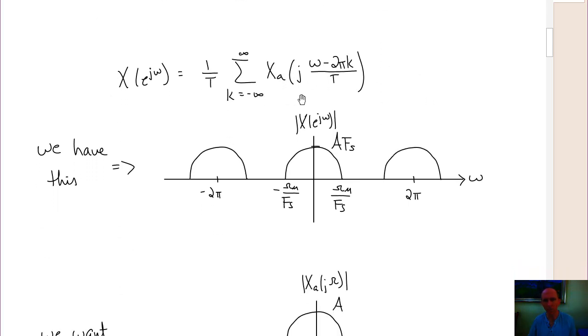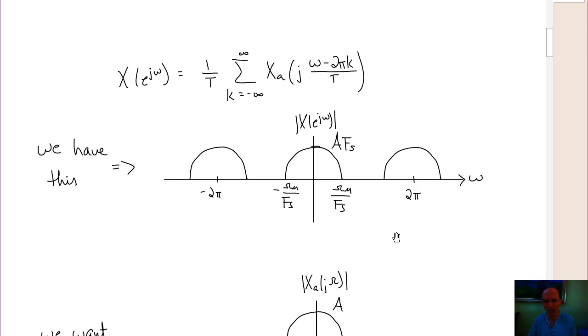Now, when we sampled, we got this thing here, right? There was an original spectra, and when we sample, we get this. Let me go over this once again. The spectra of the discrete signal is going to be the sum of these spectra. Let's say k is equal to 0. So we'd have x of a of j omega over t. What would that look like? Well, that would be this term here. When k is equal to 1, we'd get this term here. When k is equal to 2, we'd get another spectra at 4 pi. When k is equal to minus 1, we'd get this one here. So it's always shifted by 2 pi.